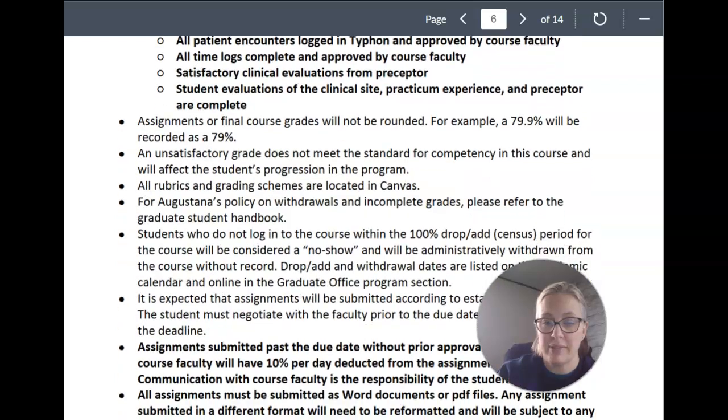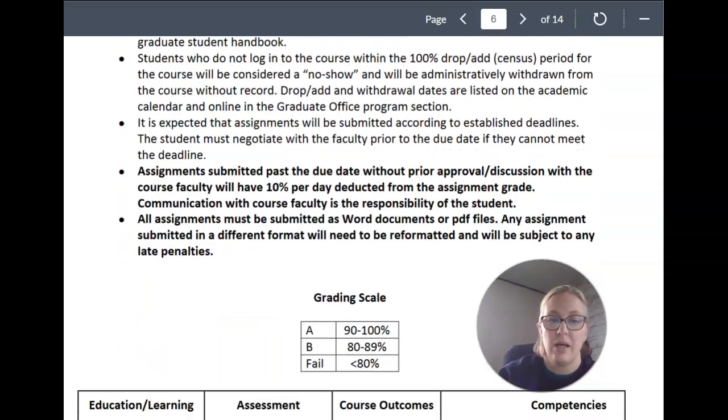My late policy for this course is that assignments submitted past the due date without prior approval or discussion with me will have 10% per day deducted from the assignment grade. All assignments must be submitted as Word documents or PDF files. Any assignment submitted in a different format will need to be reformatted and could be subject to late penalties.